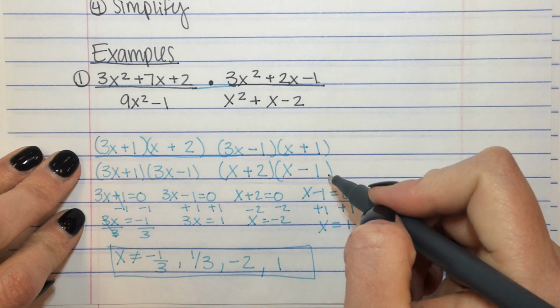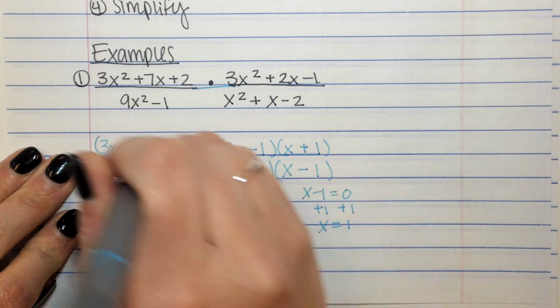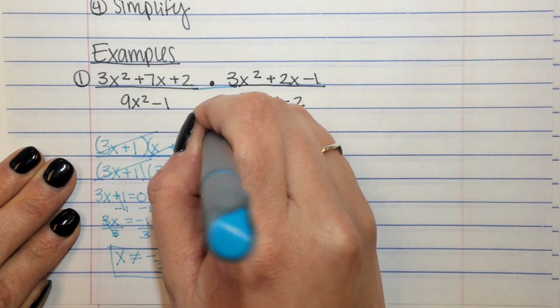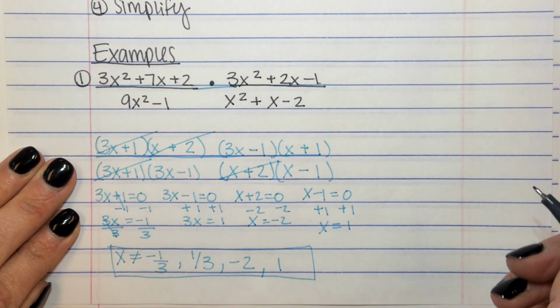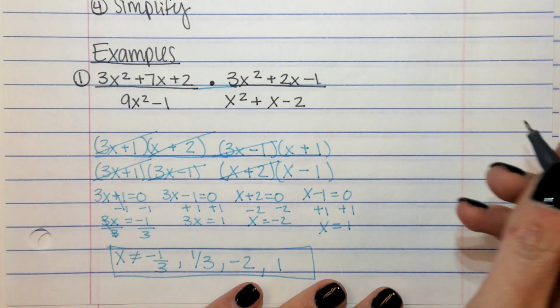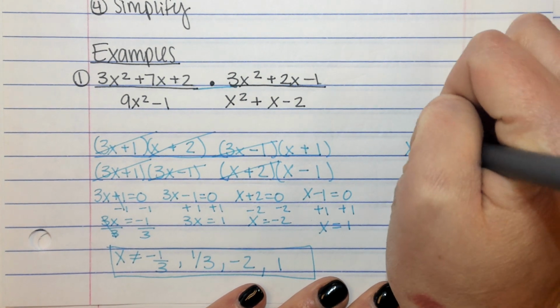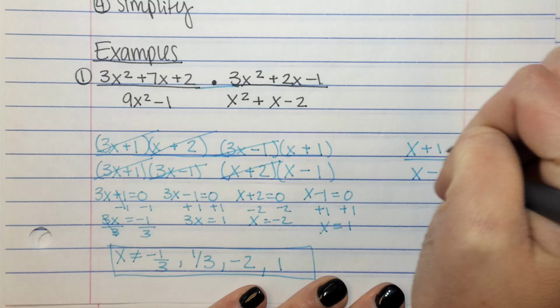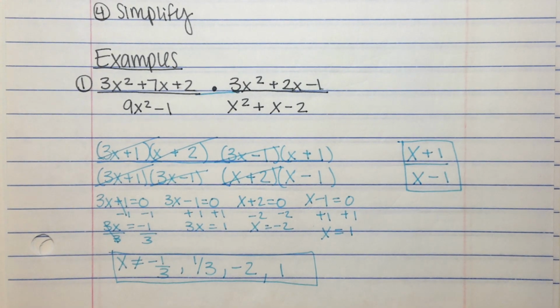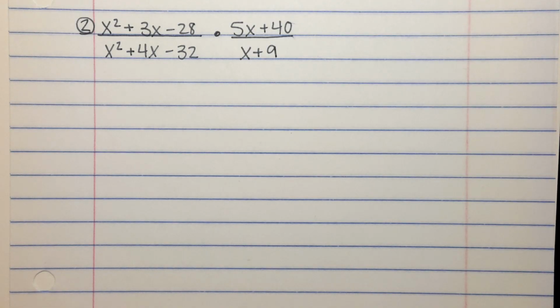Now, I'm going to go back up here and see what I can mark out. So I have a 3x plus 1 and a 3x plus 1. I have an x plus 2 on top and x plus 2 on the bottom. I have a 3x minus 1 and a 3x minus 1. So I'm left with x plus 1 over x minus 1. So there's my simplified expression. All right, so I hope you see it's very, very similar to what we were doing yesterday, just a little bit more work. Okay, here's example number 2.